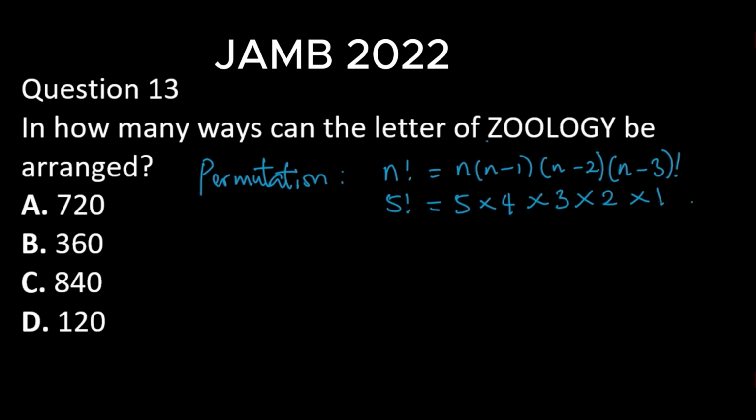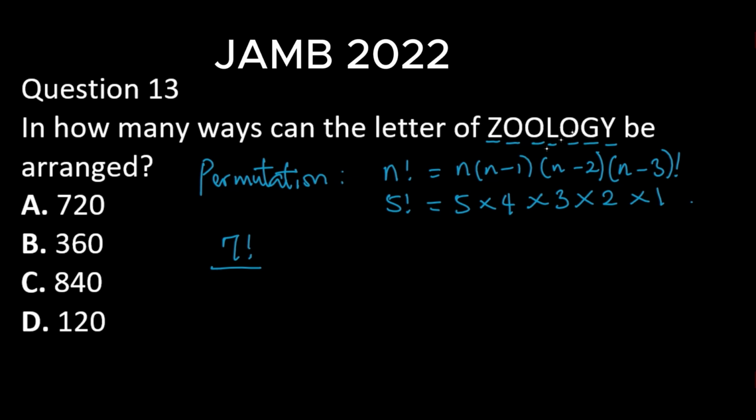Now, to arrange this, we count the letters: 1, 2, 3, 4, 5, 6, 7. So we have 7 factorial. You can arrange it in 7 factorial ways. We also have to count how many times each letter appeared. Z appears 1 time. That's 1 factorial. Since 1 factorial is 1, we don't bother to write that.